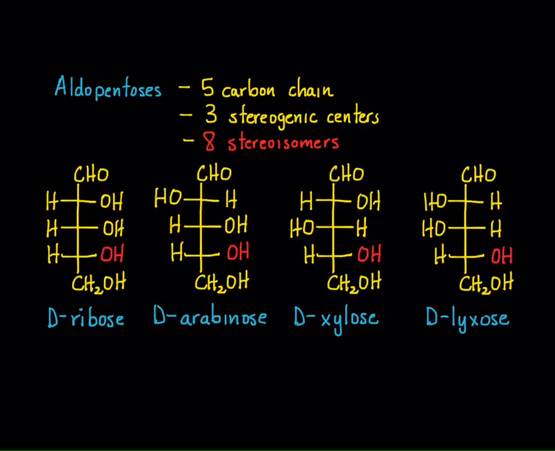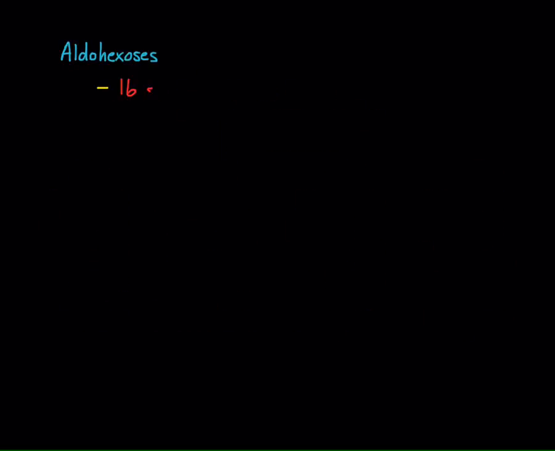And of course, then we have the aldohexoses. The aldohexoses, 6 carbons, 4 stereogenic centers, which means there are 16 stereoisomers. Now, I'm not going to go through all 16. I'm not going to go through all 8 of them. What I want you to know is one of them very well.